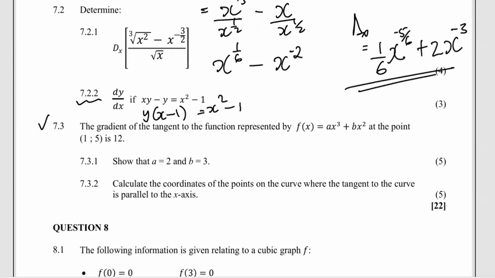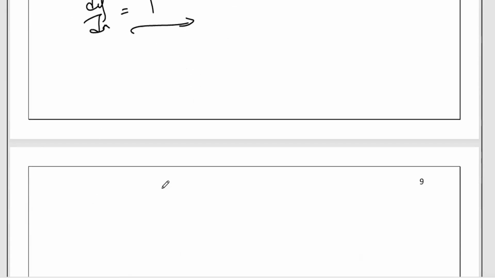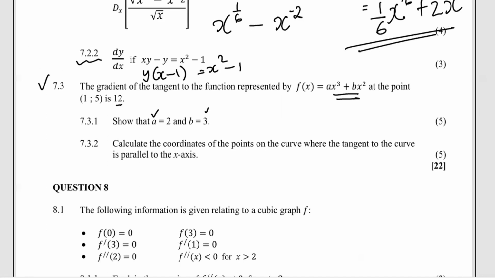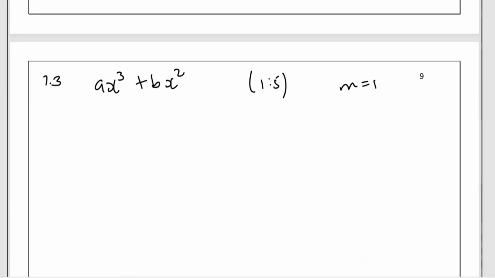Okay, 7.3. The gradient of a tangent to the function represented by this at this point is 12. Can we show that a is 2 and b is 3? So I have ax cubed plus bx squared. That's what they're telling us. The point is (1, 5), and then the gradient is 12. So 5 marks to show that a is that and b is that.